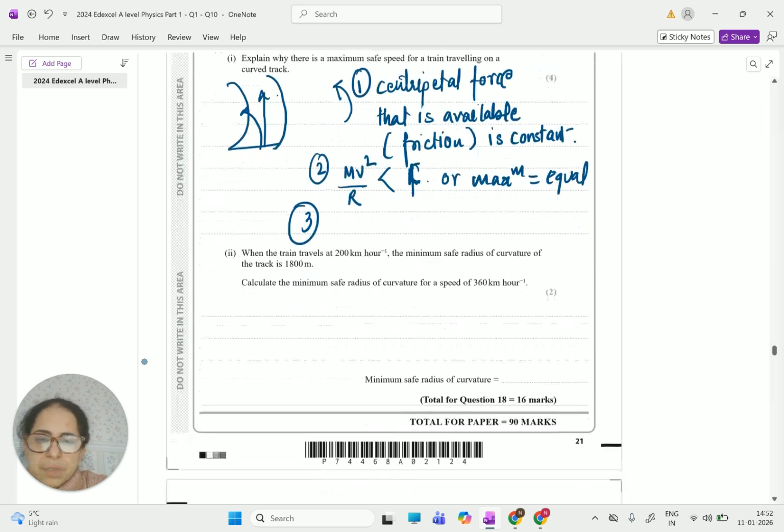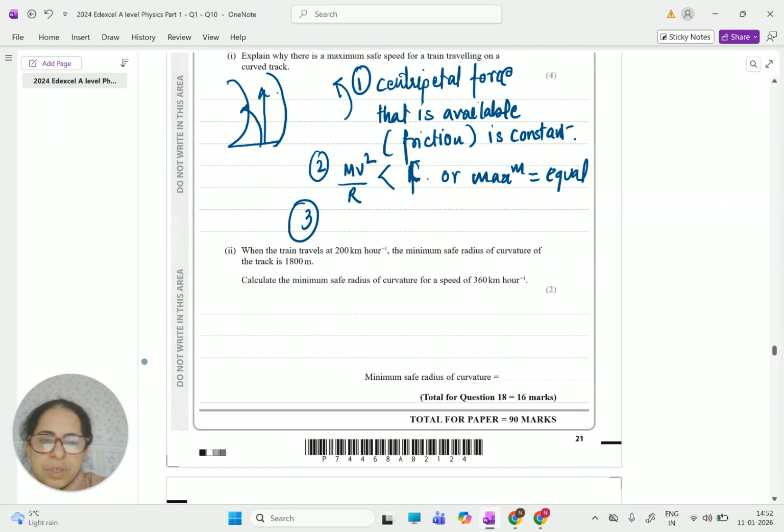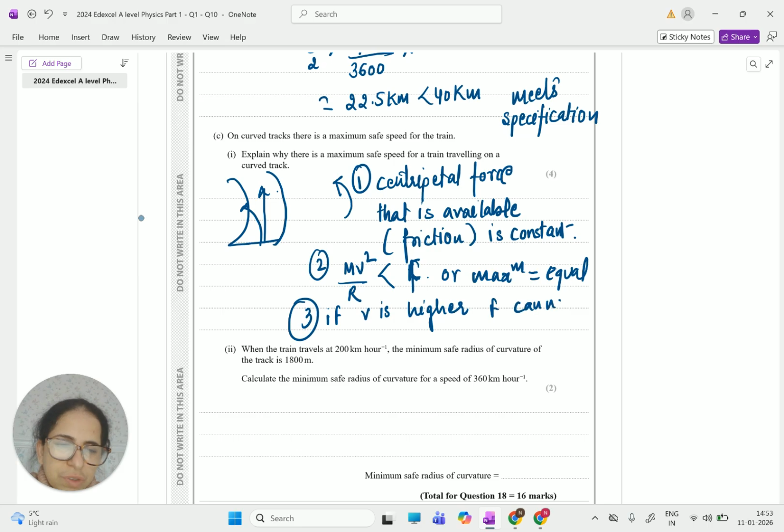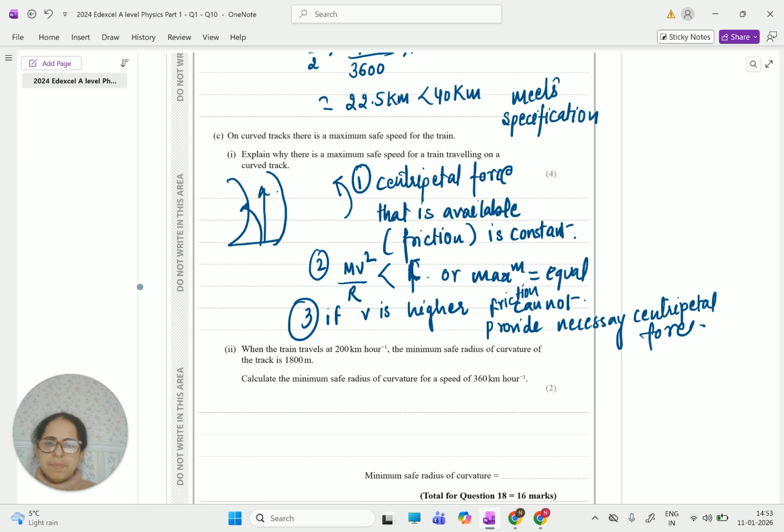All right, let's do the next one. Sorry, the previous one was 4 marks. Let's just add 2 more points. If V is higher, F, which means the centripetal force of friction, cannot provide the necessary centripetal force. So that would provide the second point.